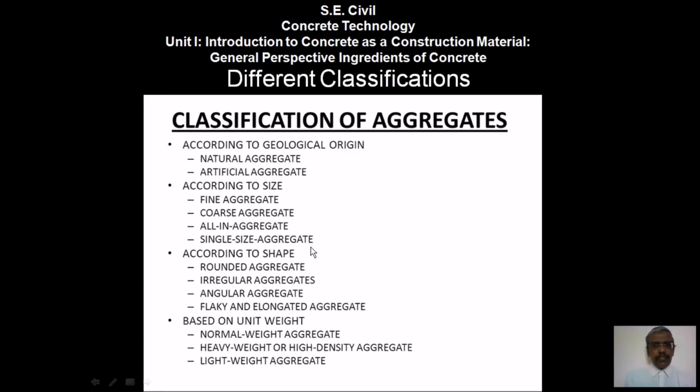So the classification of the aggregates is according to the geological origin, natural aggregate or artificial aggregate. According to the size, it will be fine aggregate, coarse aggregate, all-in aggregate, single-size aggregate. According to the shape, it will be rounded aggregate, irregular aggregate, angular aggregate, flaky and elongated aggregate. Based on the unit weight, it will be normal weight aggregate, heavy weight or high density aggregate, then lightweight aggregate.